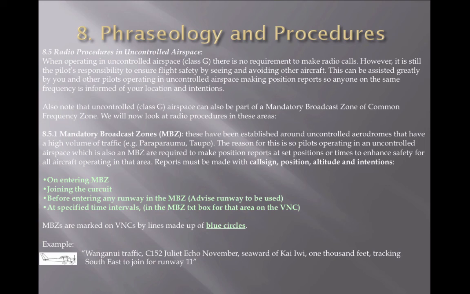When operating in Class G uncontrolled airspace, there is no requirement to make radio calls. However, it is still the pilot's responsibility to ensure flight safety by seeing and avoiding other aircraft. This can be assisted greatly by you and other pilots operating in uncontrolled airspace making position reports, so that anyone on the same frequency is informed of your location and intentions. Also note that uncontrolled Class G airspace can be part of a mandatory broadcast zone or common frequency zone. We will now look at that radio procedure.